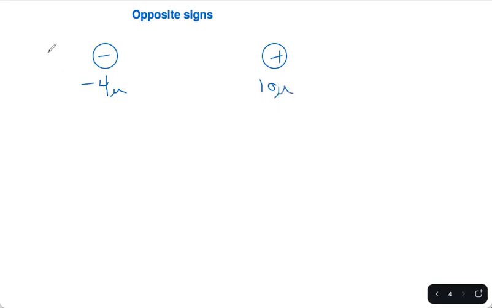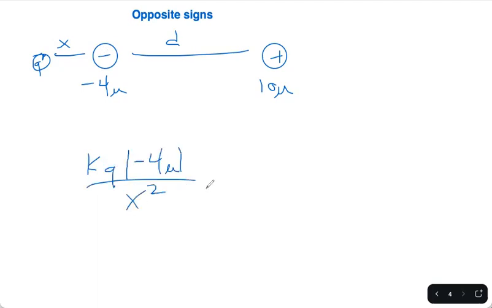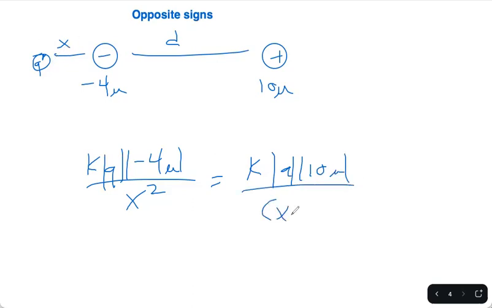So in this setup, then, it's somewhere over here. I'll call this a distance x and this a distance d, and be some unknown charge q. So in this case, we would have k q times -4 micro over x squared equals k q times 10 micro over (x plus d) squared. The k's cancel, the charge cancels. You would cross multiply and finish solving to find the unknown distance. Although again, if it's theoretical, you would probably leave it in some type of theoretical form with x and d and probably other charges.